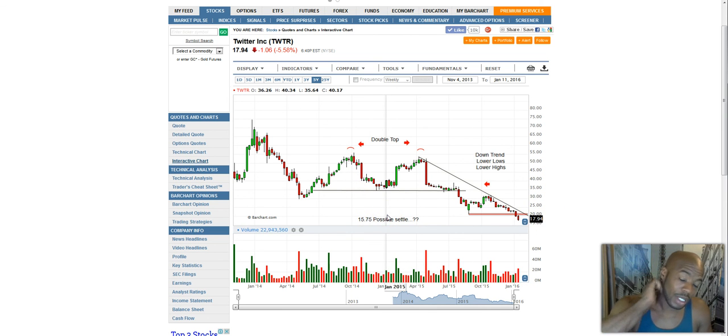We'll see. So I just wanted to give a little breakdown on Twitter. I love these candlestick charts. I can call out so many patterns going on right here. But I don't want to get too technical.